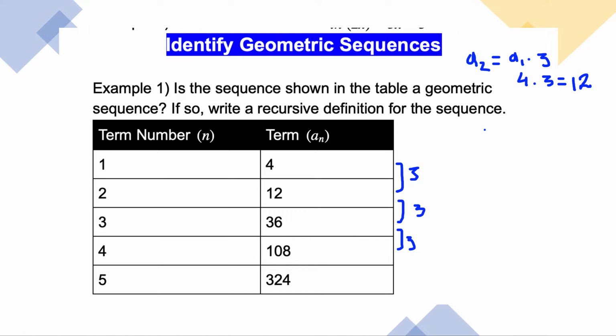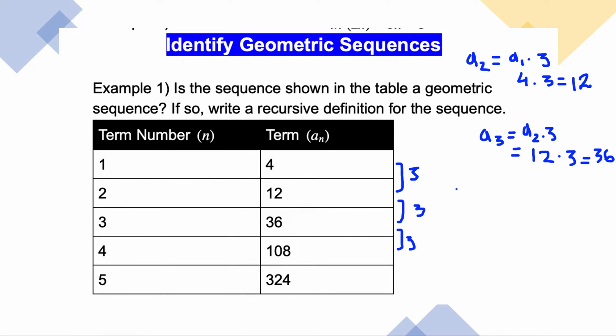So now, for example, A3 was A2 times R, A2 times 3, and A2 is 12, times 3 is equal to 36. And now we wanted to define the recursive definition of the sequence. How did we get to this?